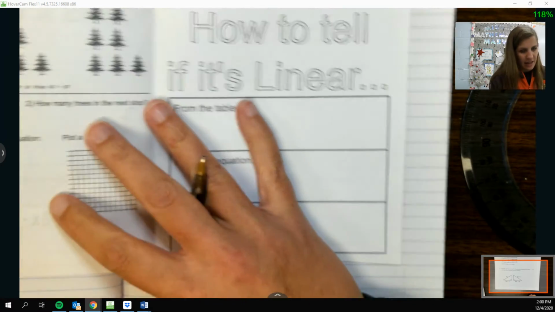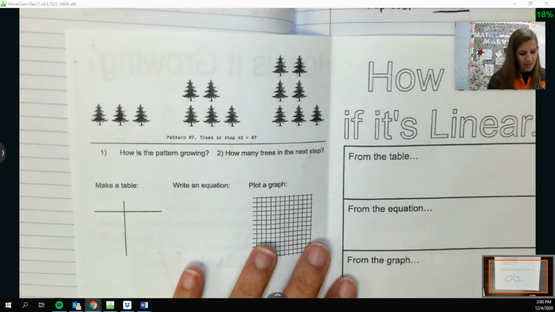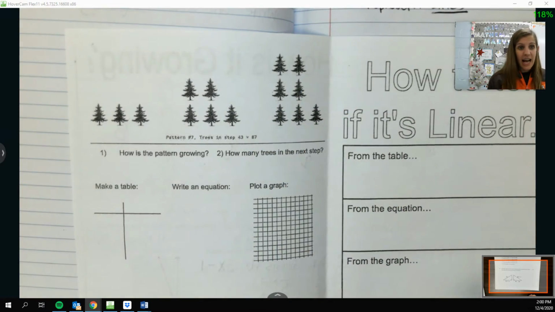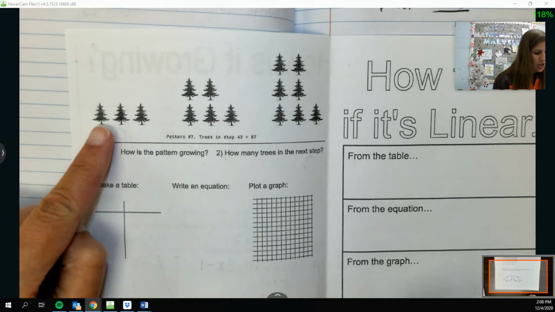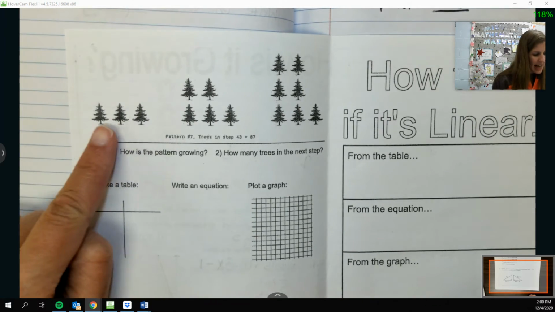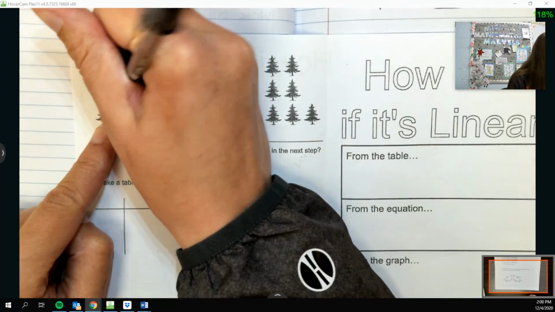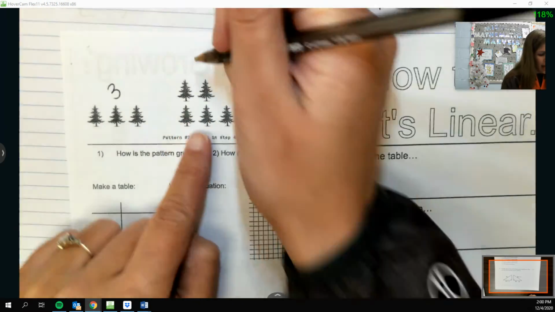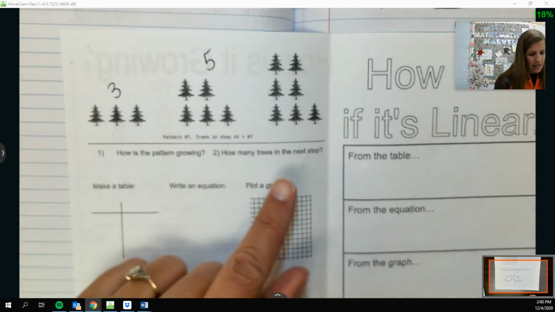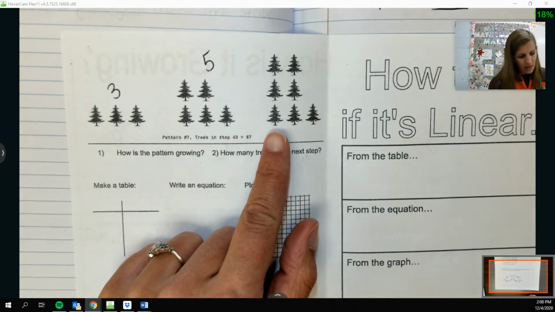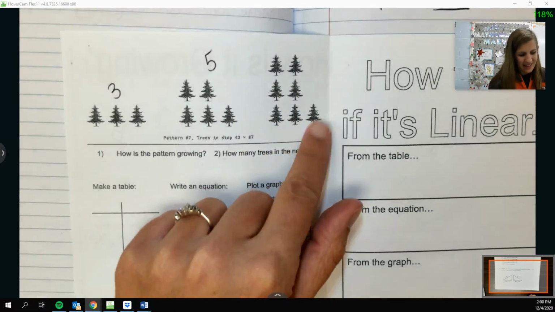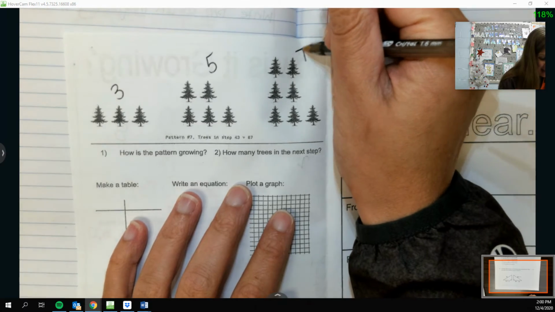Okay, if we take a look at another example here, we're going to take a look at how the trees are growing. So here I have 3 trees. Then I have 5 trees. Then I have, what? 1, 2, 3, 4, 5, 6, 7 trees.